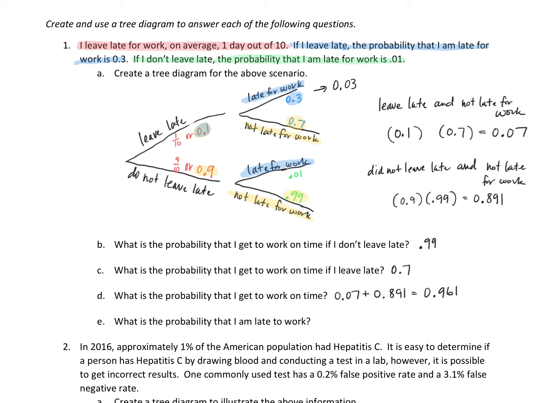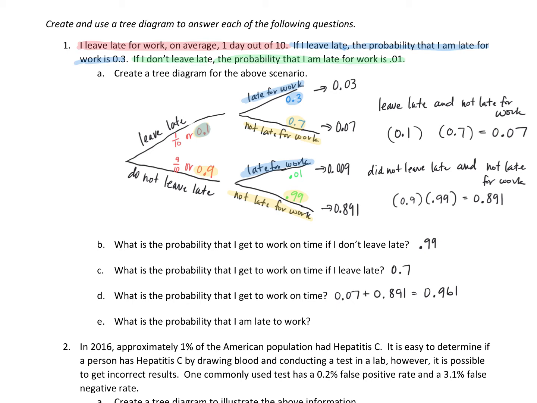And maybe I should have written this down here. I'm going to do it all the way down. 0.1 times 0.7, even though I don't need that in this instance. That way I have them. 0.9 times 0.01 gives me 0.009, and 0.9 times 0.99 gives me 0.891.